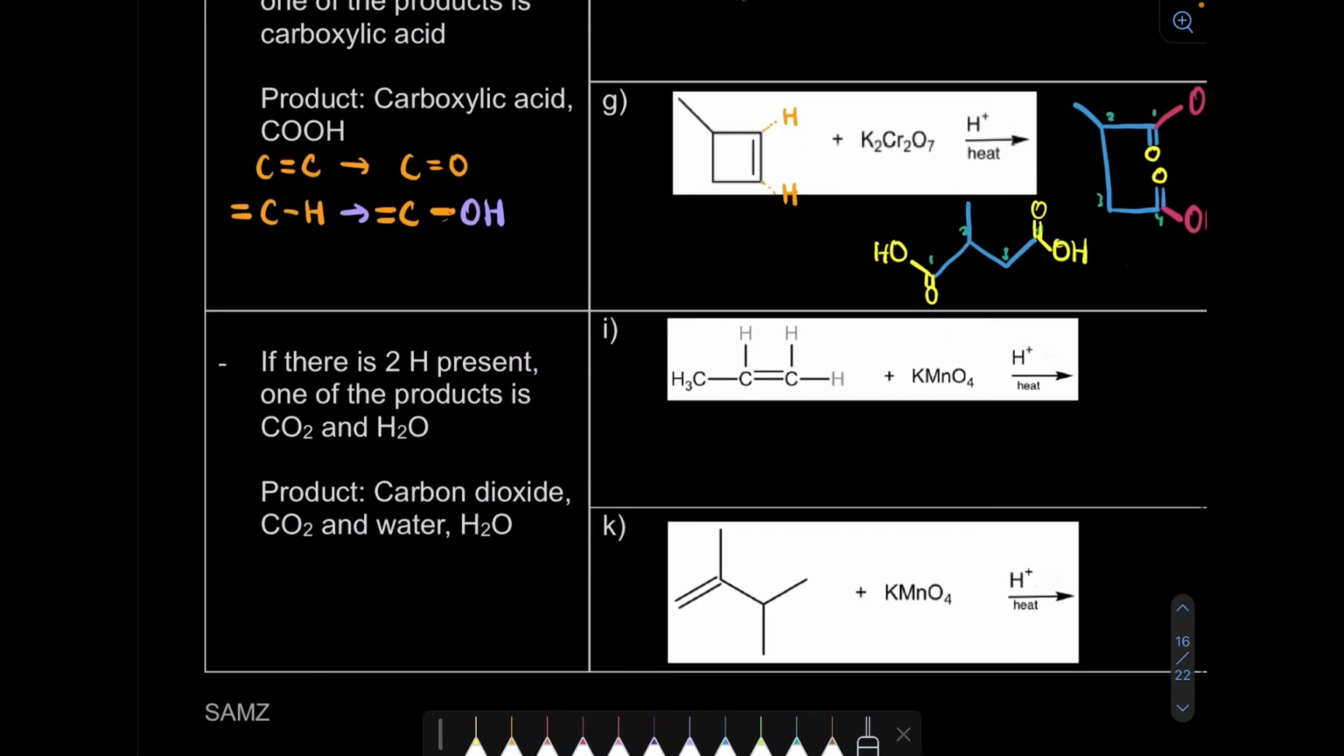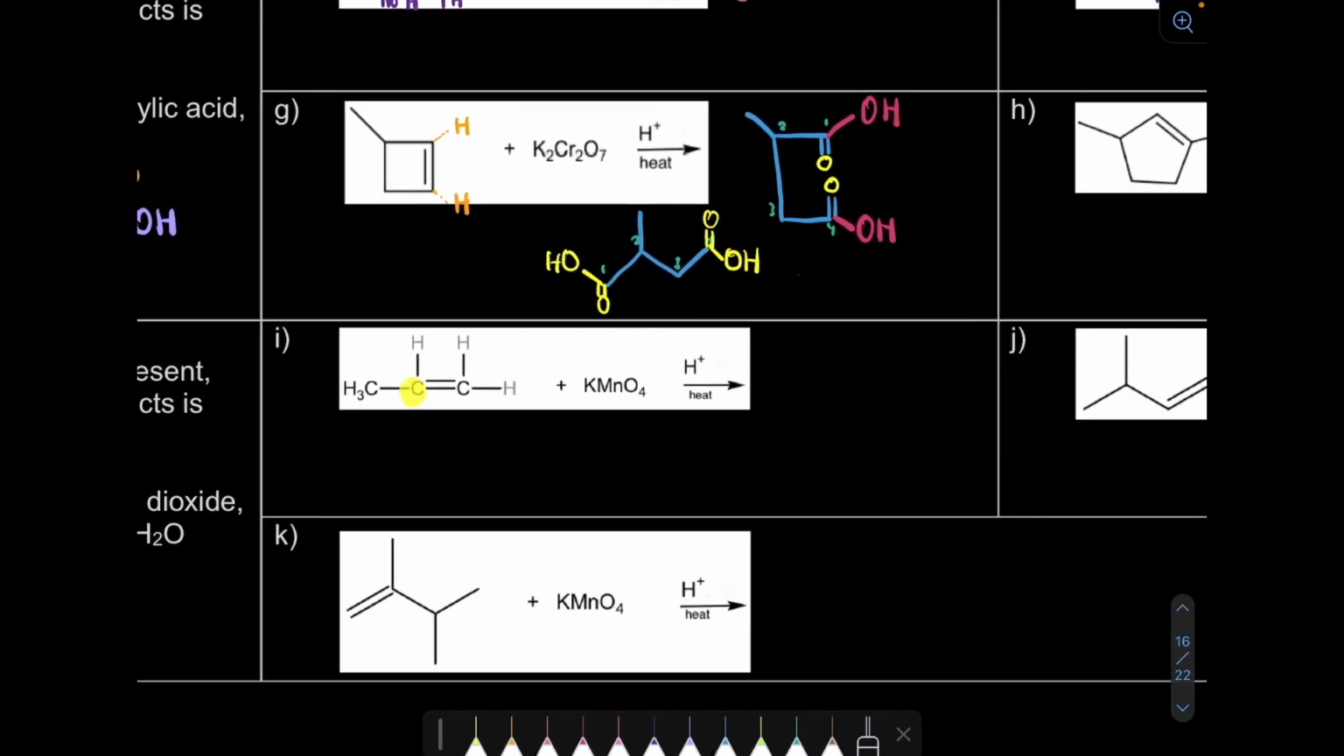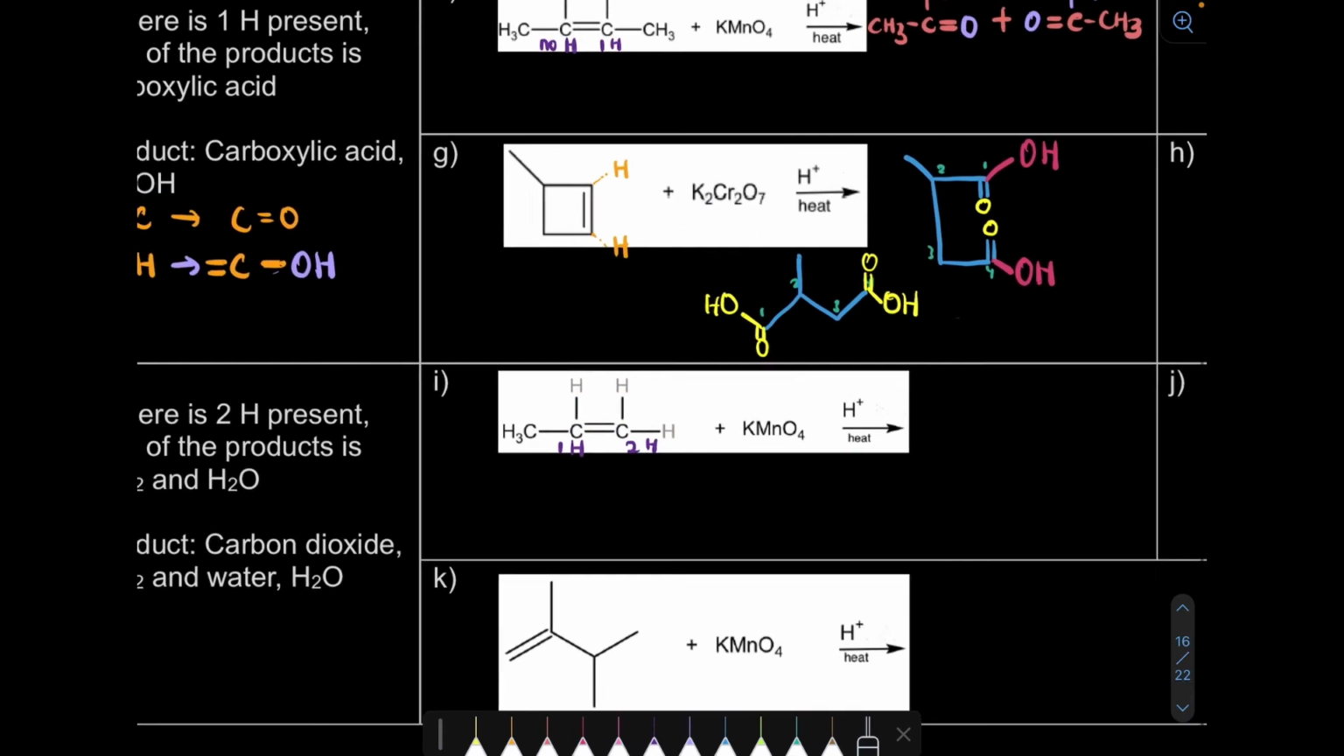Okay, and last but not least is we're going to look at macam mana kalau there is 2 hydrogen present. Okay, so kalau 2 hydrogen present, dia terus jadi CO2 dengan H2O. Okay, so kita tengok here, carbon ni ada satu hydrogen, satu CH3. So, apa yang dah akan jadi adalah our carboxylic acid. Ni, carbon ni ada 2 hydrogen. Okay, yang ni akan jadi CO2 H2O.